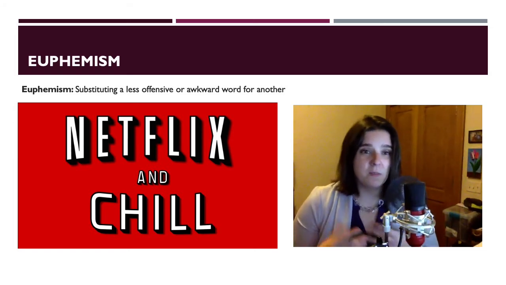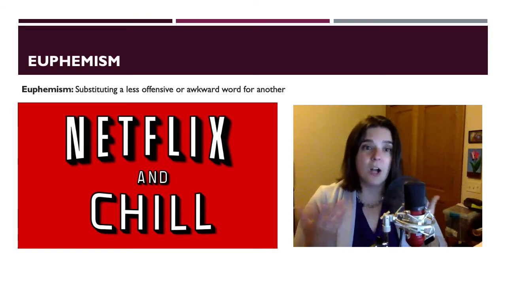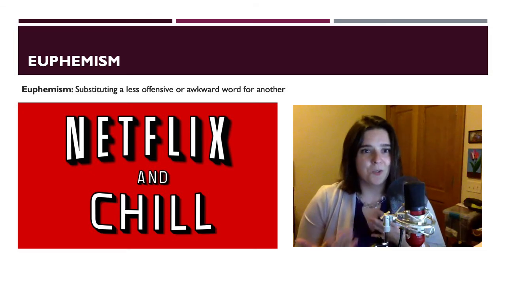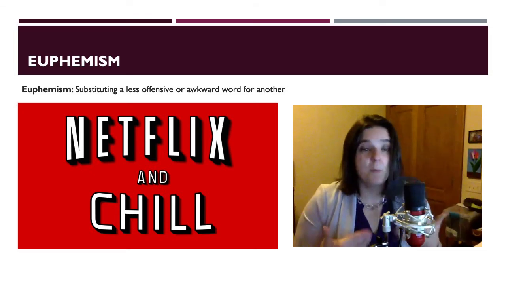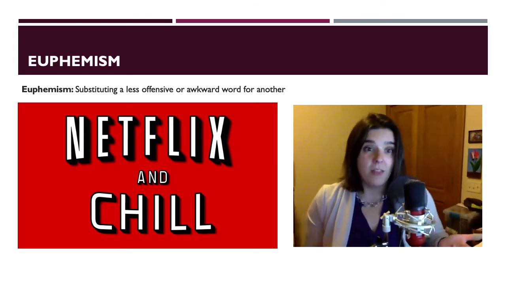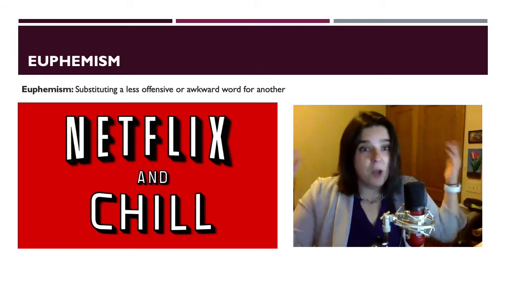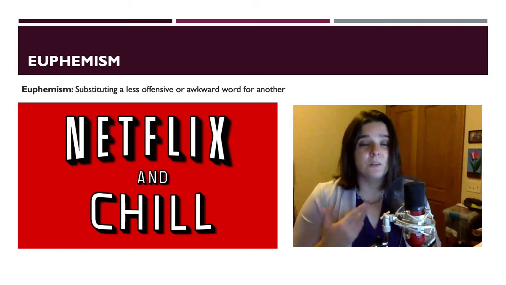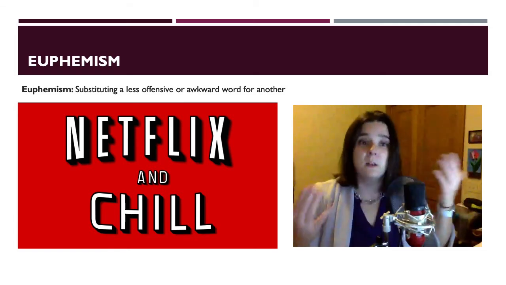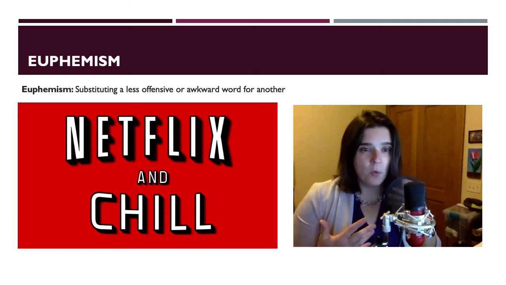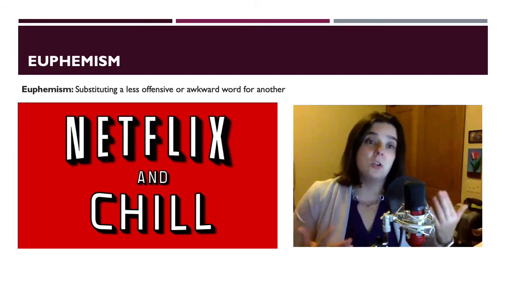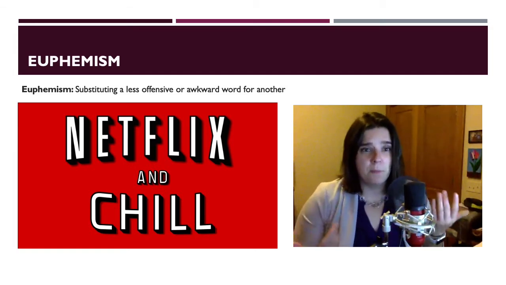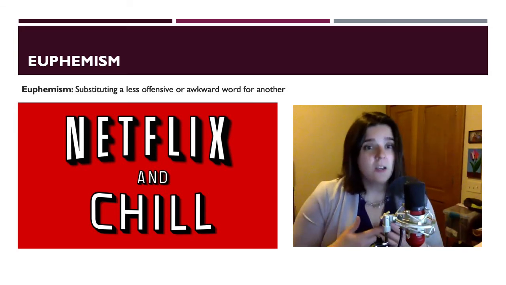We can use euphemisms to cover up, or not cover up necessarily, but for other awkward social things. For example, passed away is a euphemism for death. Death, cool, like we all know what it means, but it's very final and direct. And if we use passed away or in a better place, we're making that a little bit softer and not as mean and harsh for people who have just suffered a loss.